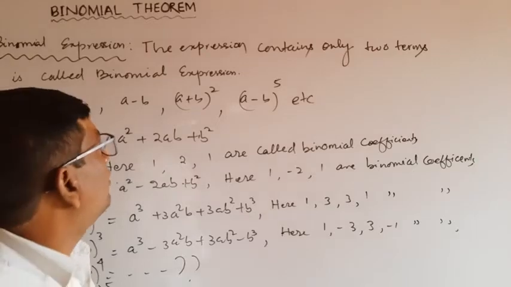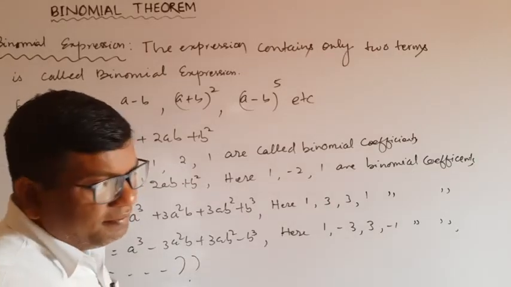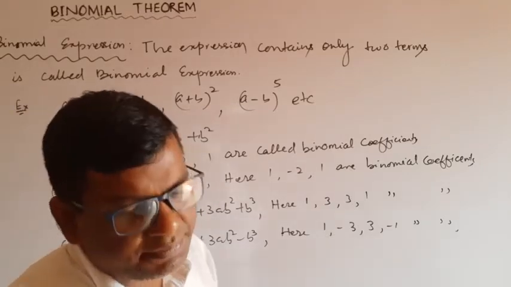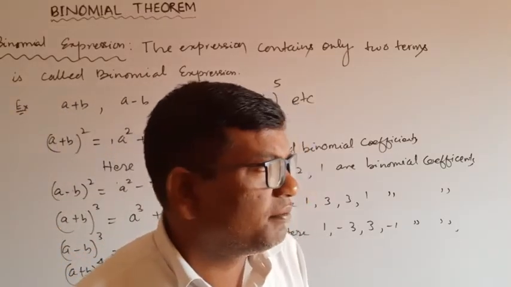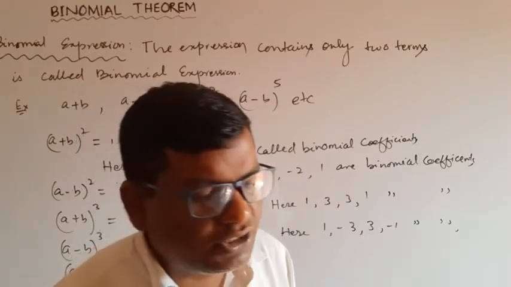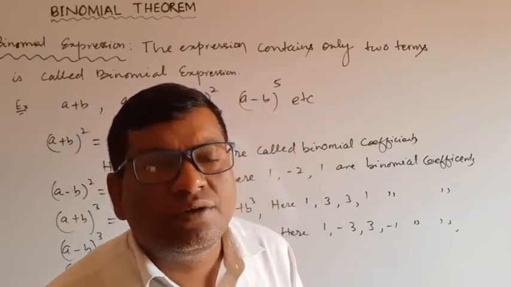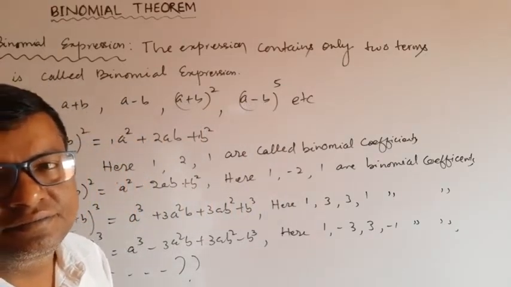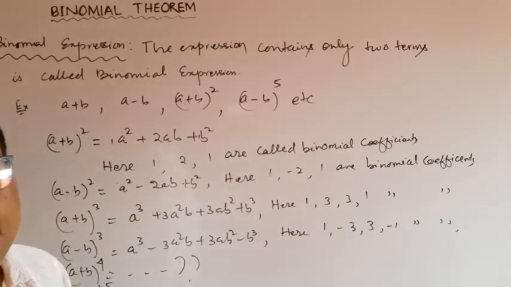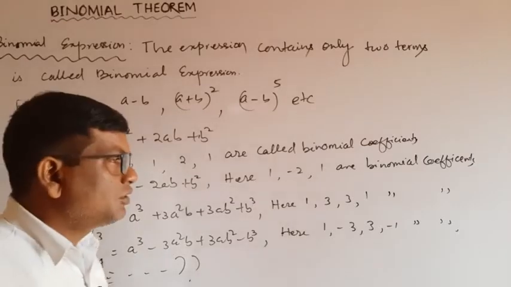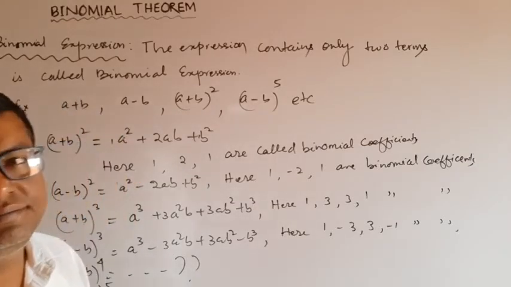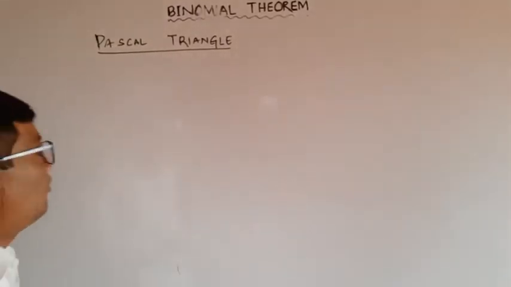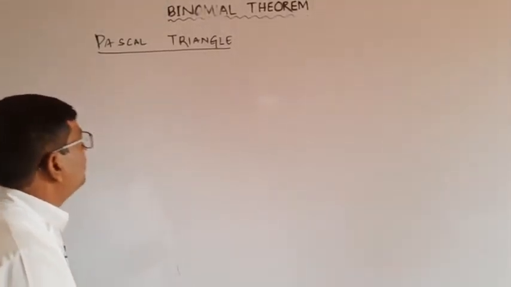Now to find the coefficients of a binomial expression, one method is adopted. That method is called the Pascal triangle. Okay, Pascal triangle. Now let's discuss Pascal triangle. What is the Pascal triangle method?